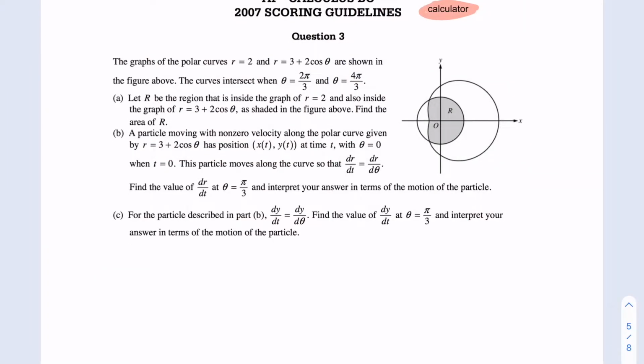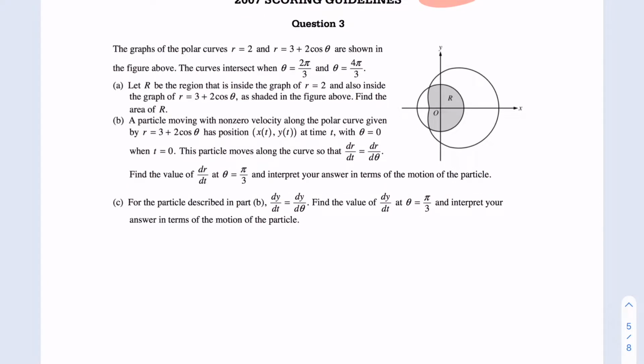This is 2007 Calculus BC FRQ number 3, the polar problem. If you look at this problem, given the circle r1 equals 2 and r2 equals 3 plus 2 cosine theta, the intersection points are π/3 and 5π/3. Find the shaded area, part A. If you look at the shaded region, this is π/3 and this is 5π/3.